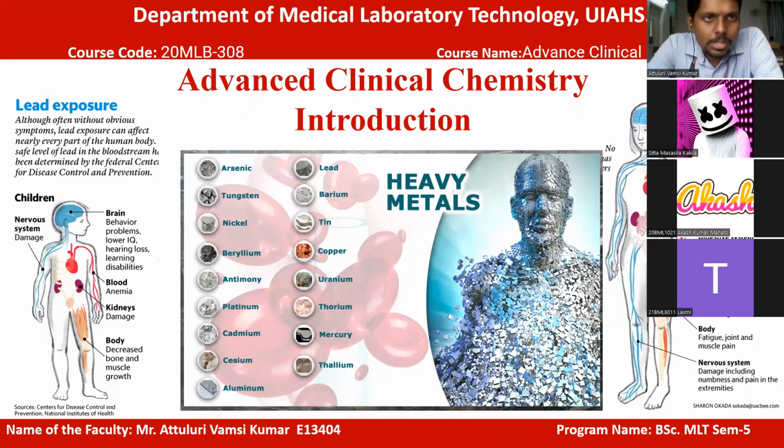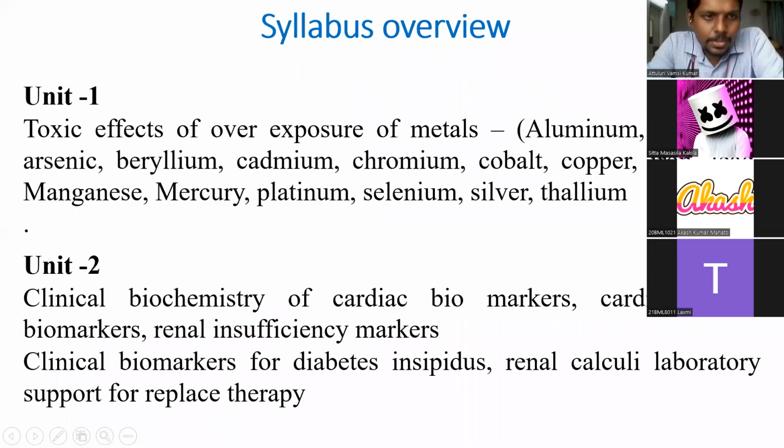So the subject is Advanced Clinical Chemistry and the subject code is 20 MLB 308, and currently you're in fifth semester. So let us do a quick revision of what we studied. Totally we have two units. The first unit is all about the heavy metals and their toxicity, and unit two is all about cardiac markers of various organ systems of the body.